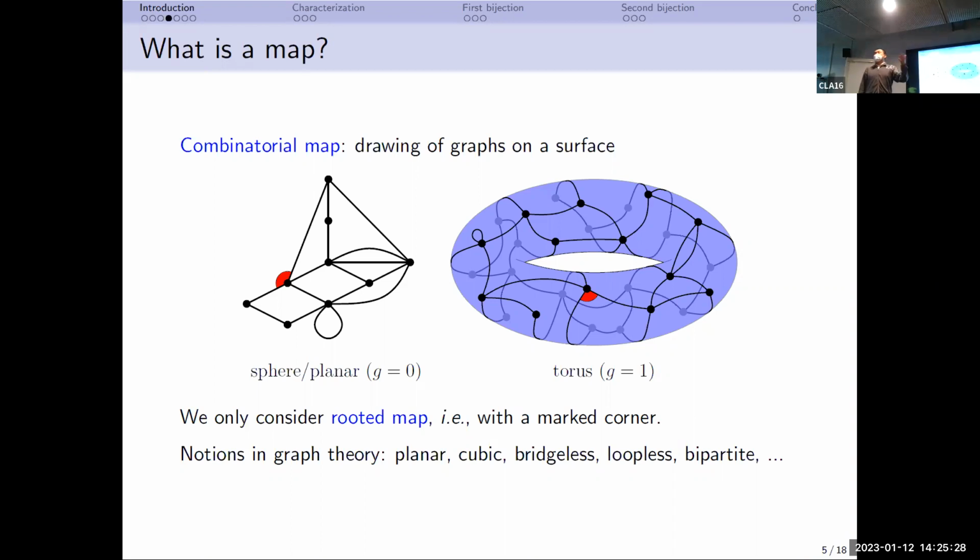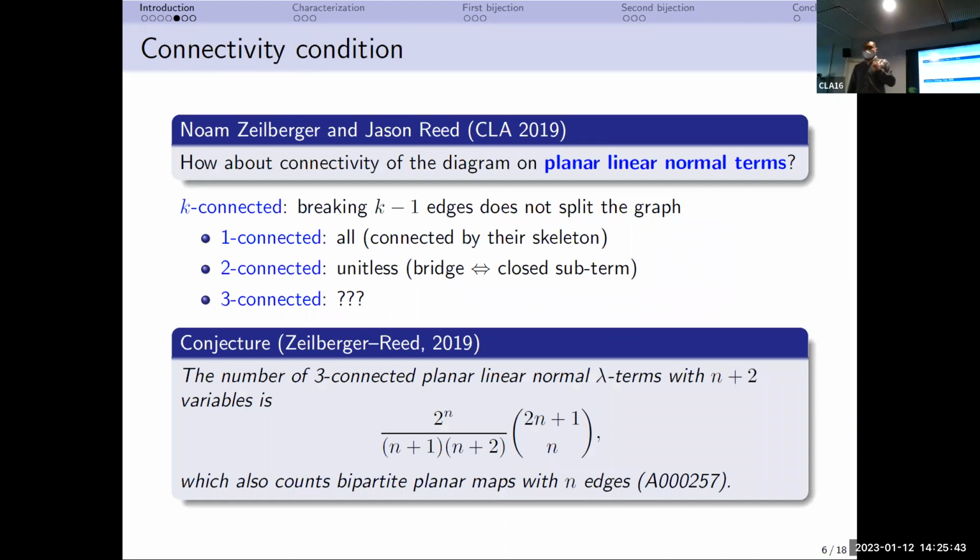But we see that there is also a graph in the lambda term, which is the diagram that we just drew with the arrows. So in fact, in the previous edition of CLA, Noam and Jason Reed were interested in considering these connectivity conditions on planar linear normal terms. They thought: if we impose the connectivity condition on the terms, do we have some proof theoretic properties on it? So what are the connectivity conditions we are considering?